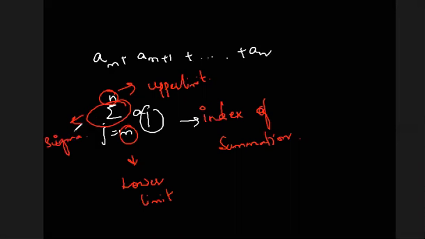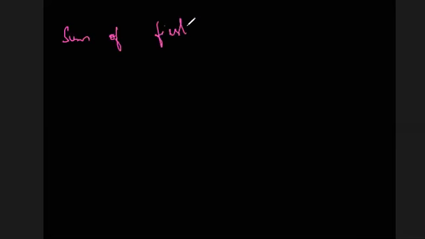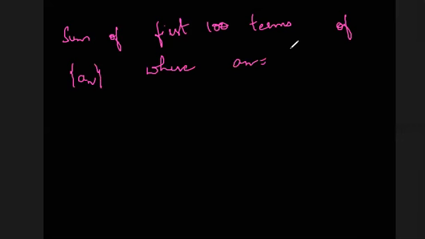Now suppose we want to find the sum of the first 100 terms of a sequence where an is equal to 1 by n. Let me write the question over here. So I want the sum of the first 100 terms of your sequence an, where an is 1 by n. Where should the n value begin? It should begin from 1, 2, 3 and so on.